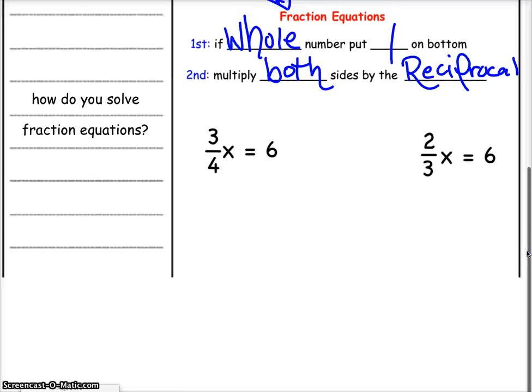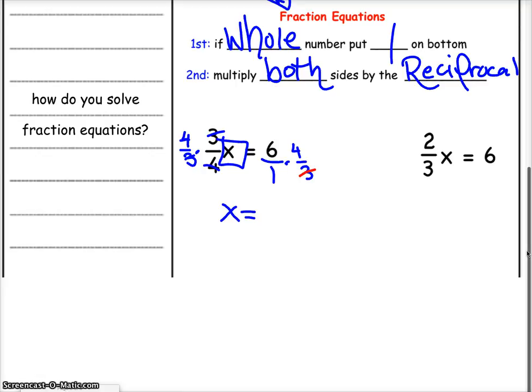So 3/4 x equals 6. This looks really confusing, but I'm just going to go through the steps. Put a 1 on the denominator. And then to get rid of this fraction, I times through by the reciprocal to both sides, because it's algebra. Algebra is all about doing the same thing to both sides. Notice what happens. Cancel, cancel, cancel, cancel. I'm left only with my x.